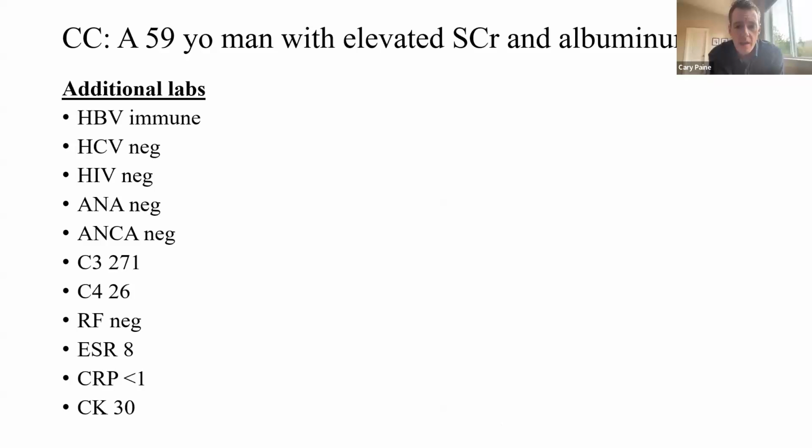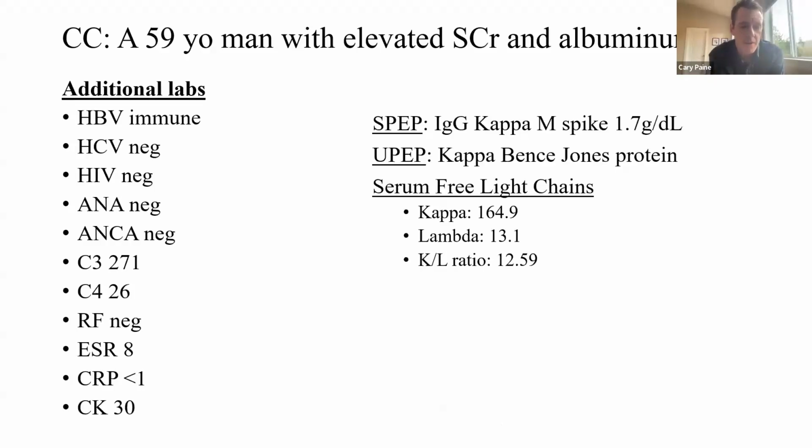Much of this was negative. So his viral serologies were negative, ANA was negative. The only thing that was positive was that on his SPEP, he had an IgG kappa M spike, and he did have kappa Bence-Jones protein in the urine.